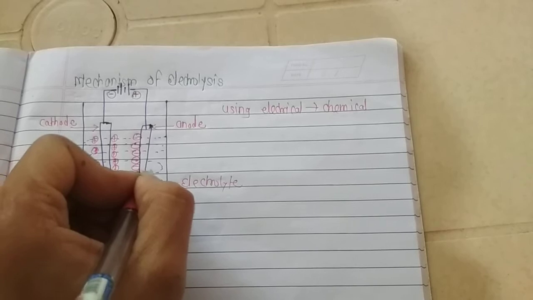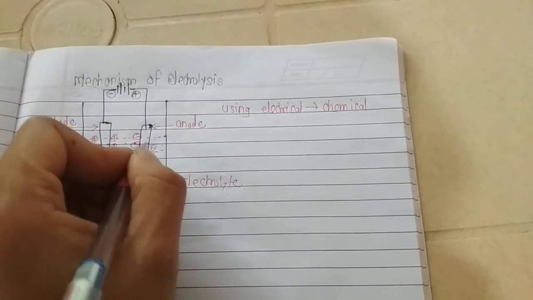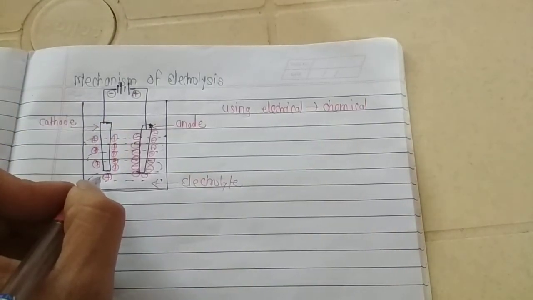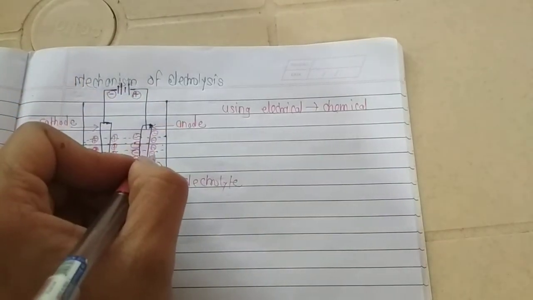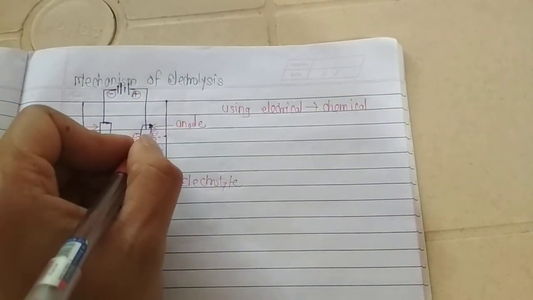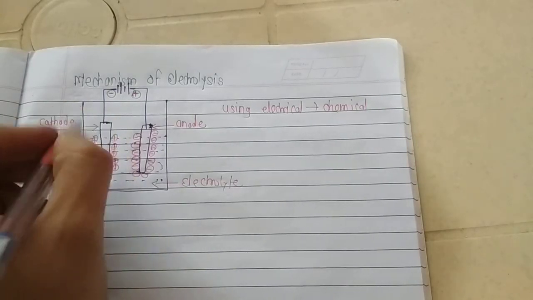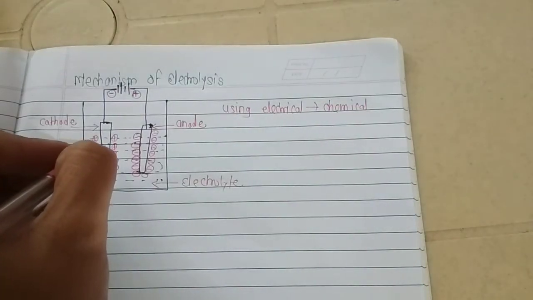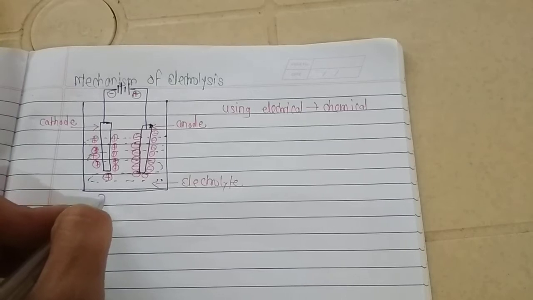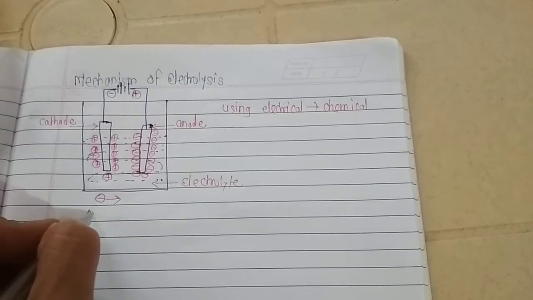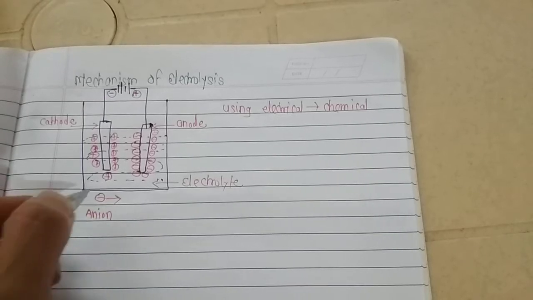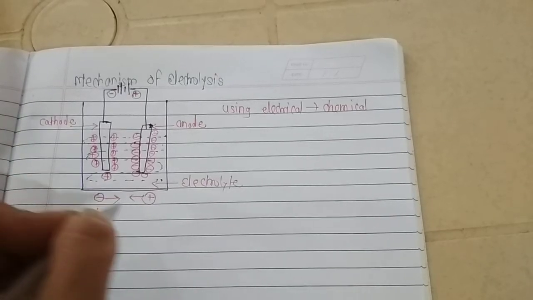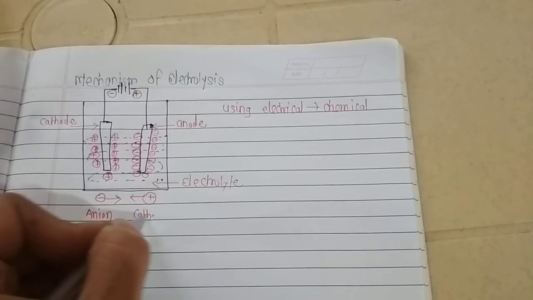The anode has a positive charge, so due to the positive charge on the anode, negative ions go towards the anode, and due to the negative charge on the cathode, positive ions go towards the cathode. We can write it this way. This is an anion, which means a negatively charged ion, and this one is a cation, which means a positively charged ion.